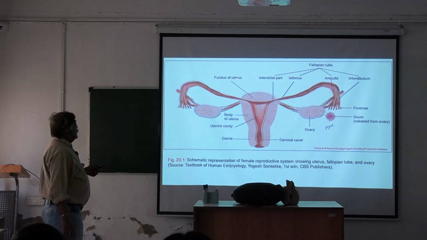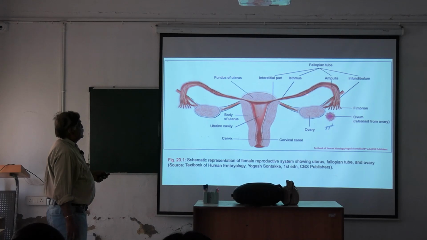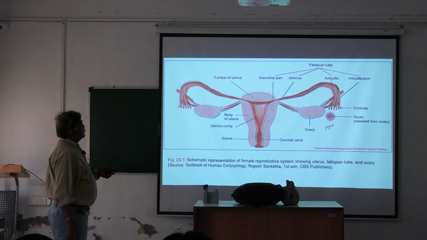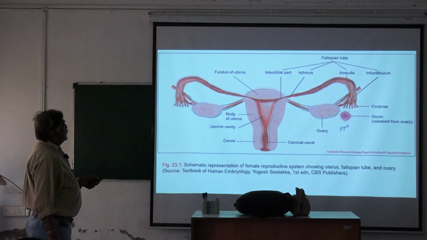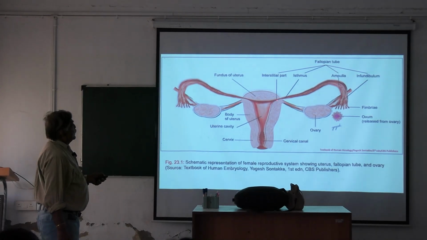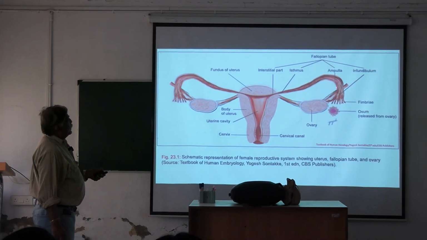This is the fundus of the uterus. This is the uterus. This is the ovary. This is the fallopian tube. The fallopian tube has the isthmus here, the interstitial part here, and the ampulla here. This is the infundibulum. This is the fimbriae.